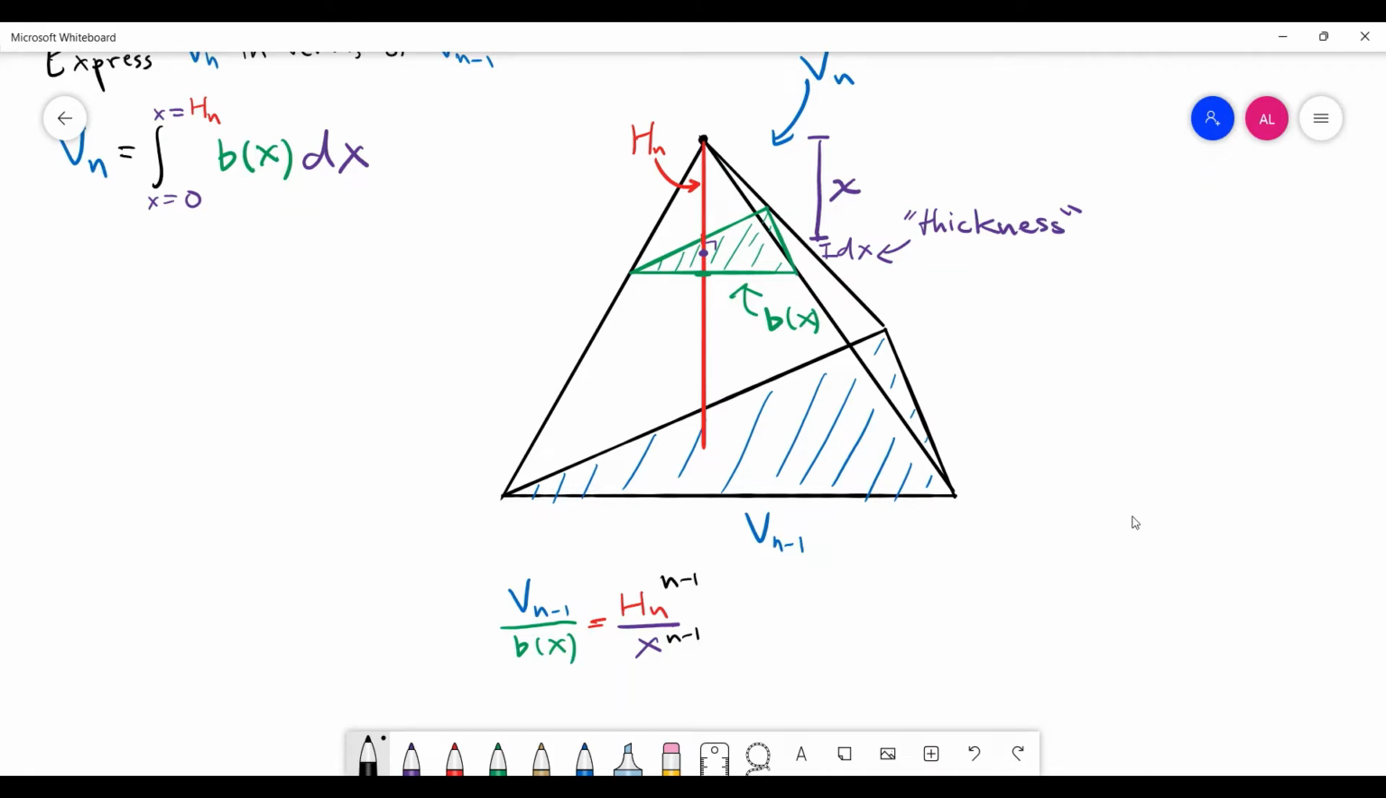And so we can say that the ratio of the bases is equal to the ratio of the heights, right? Hn over x. However, we also have to take into account that the bases are n minus 1 dimensional, and the heights are 1 dimensional. So we have to raise the heights here to the n minus first power. So with this very simple relationship, we can now say that b of x, after just simplifying, is equal to this expression right here.